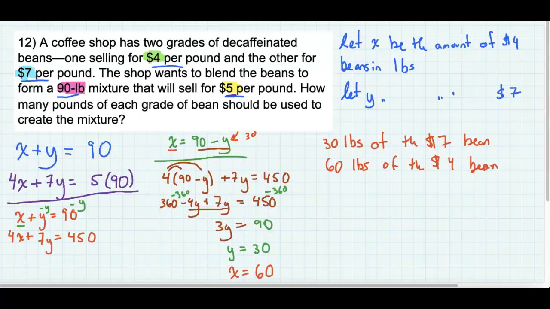Let's make sure that it checks out with the cost. So if we had $4 times 60, plus the $7, we have 30 of that. Is that going to be equal to 450? So this is going to be 240 plus this is going to be 210, which works out to 450. So it checks out. All right, good.